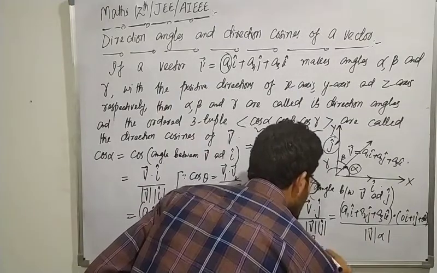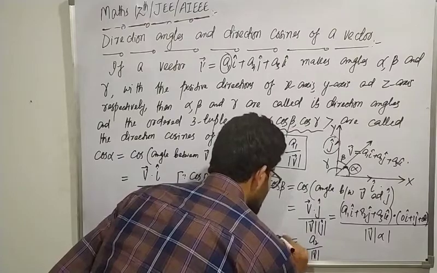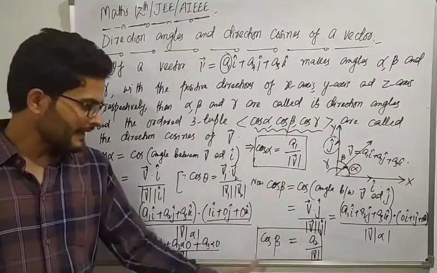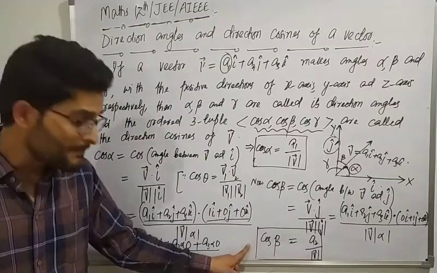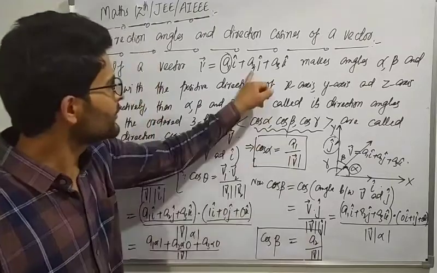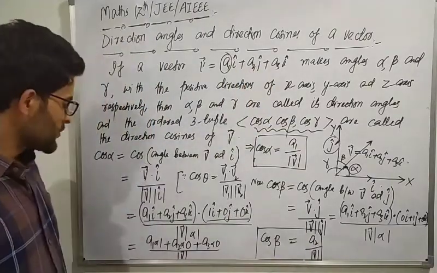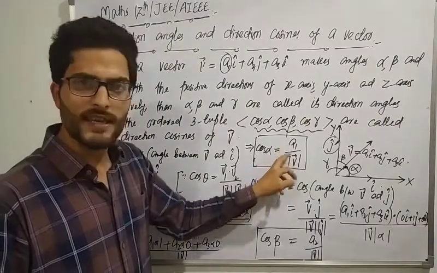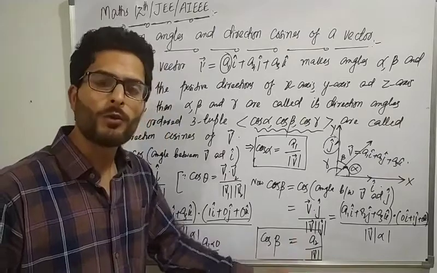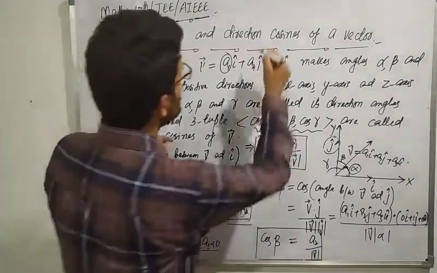So a2 divided by magnitude of vector v means cos beta, the second direction cosine of this vector. The second direction cosine of this vector cos beta is equal to a2 divided by mod v. What is a2? It is second scalar component divided by its magnitude. So the first direction cosine cos alpha is a1 by mod v. The second direction cosine cos beta is a2 by mod v. What would be the third direction cosine? a3 by mod v.